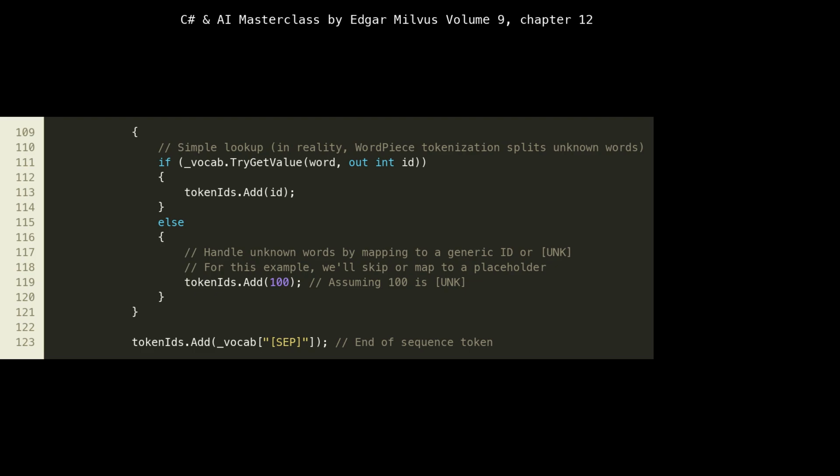Finally, at line 123, we add the SEP token ID. This separator token marks the end of a sequence, indicating to BERT where the meaningful input ends, which is crucial for defining the boundaries of the input text.